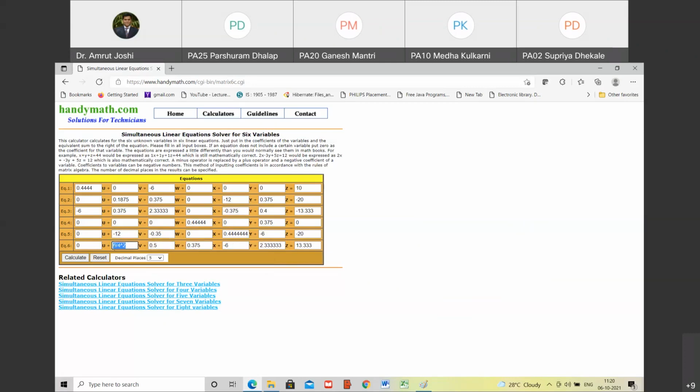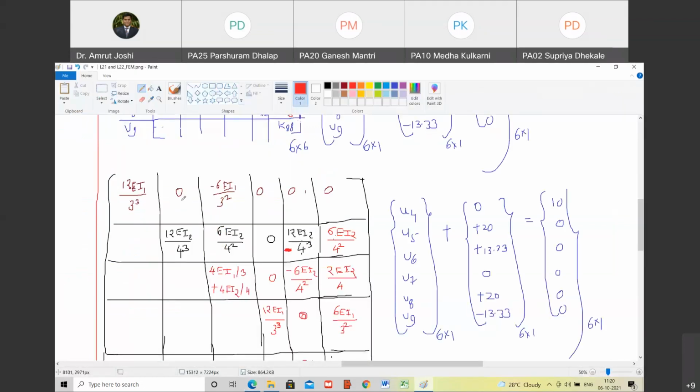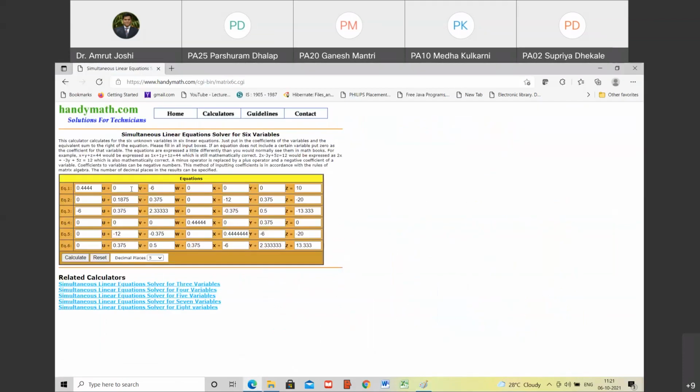6 upon 4 squared is 0.375. So that's 0.375. And after that, in the third row, 0.375, it's 2 by 4, means 1 by 2, means 0.5. Now is it okay? Just check signs once. Yes. Plus, plus, minus, plus, plus, plus.